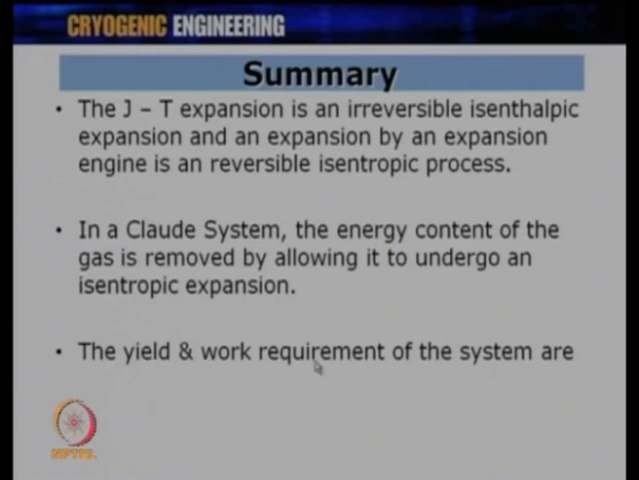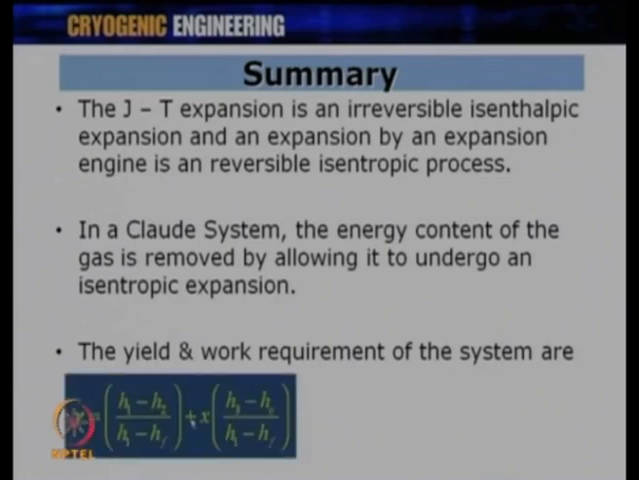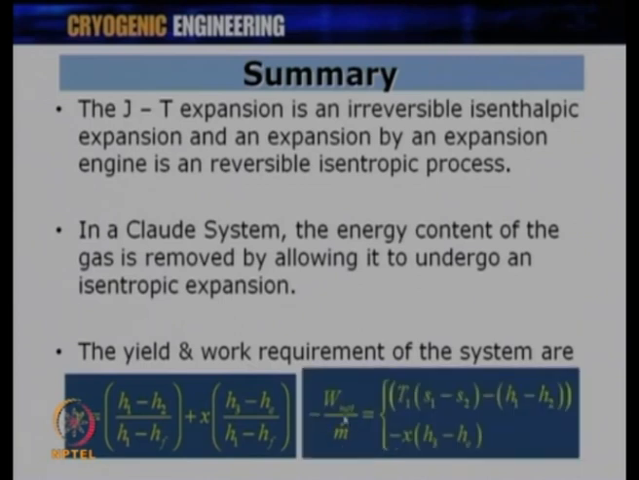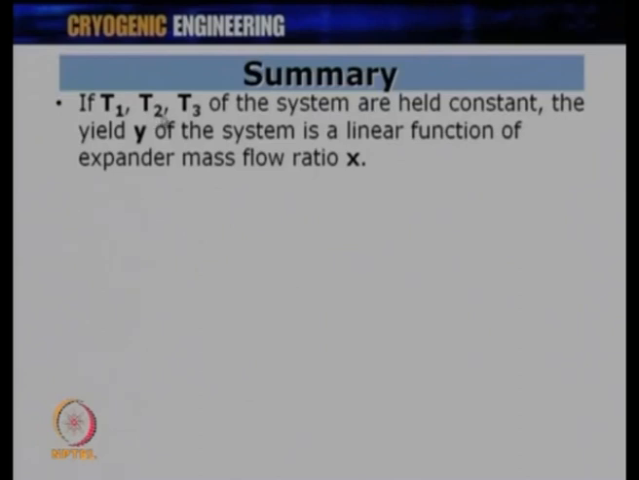The yield and the work requirement of the systems are: Y is equal to this formula, which I am sure now you are conversant with, and W net by m dot is equal to this formula, of which this is the work done on the compressor, and this is the work done by the expansion engine. If T1, T2 and T3 of the system are held constant, the yield Y of the system is a linear function of the expander mass flow ratio x. Again, this is clear from the yield expression for Y.